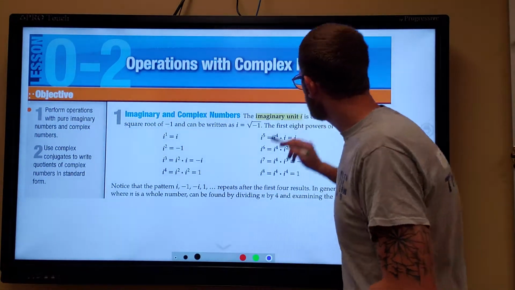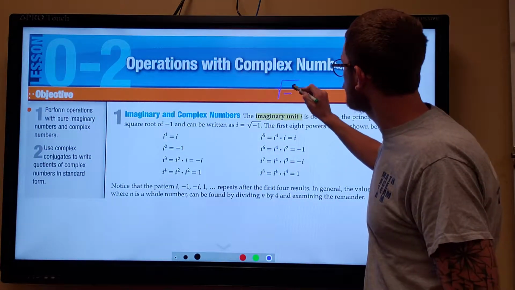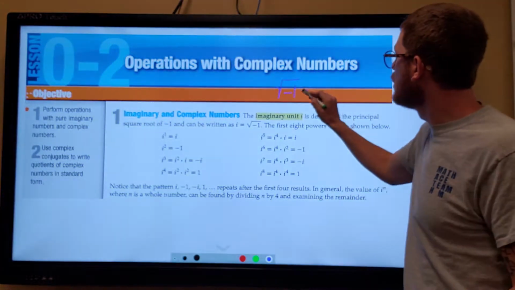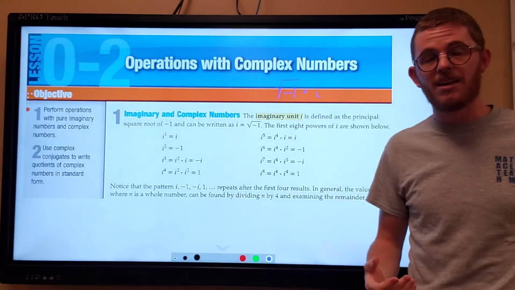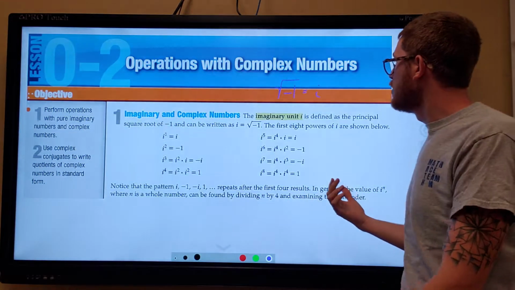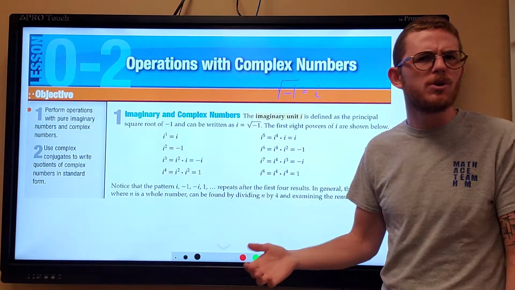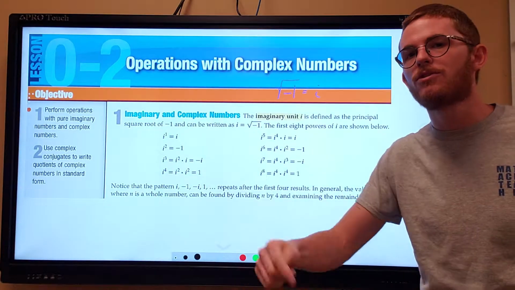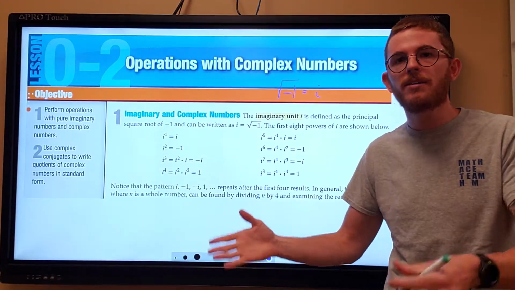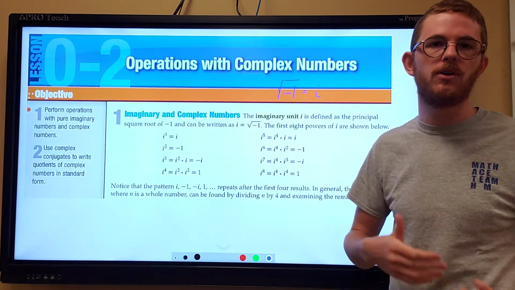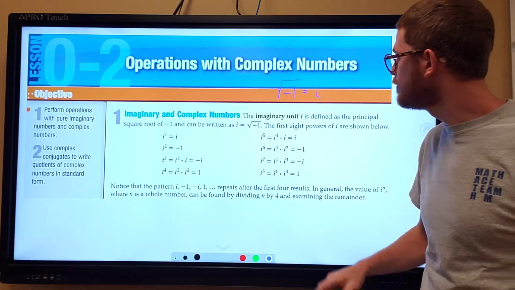So imaginary comes about when we try to take the square root of a negative. We know the square root of -1 is I. That is how we define the square root of -1. Because we know we can take the square root of a positive number, but when we try to take the square root of a negative, nothing times itself is going to give us a negative number. So we had to create this.